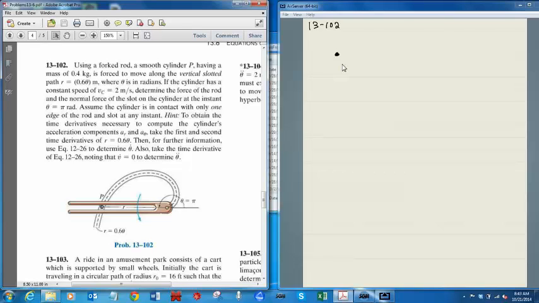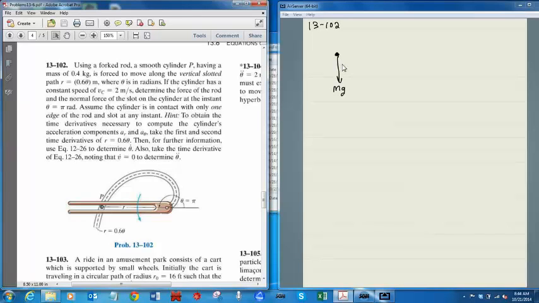It is moving in a vertical path, so I'm going to have the gravity on this. Forks and move in the vertical slotted path. Okay, so there's gravity on this pin, mg. Everything is smooth, so there's no friction.